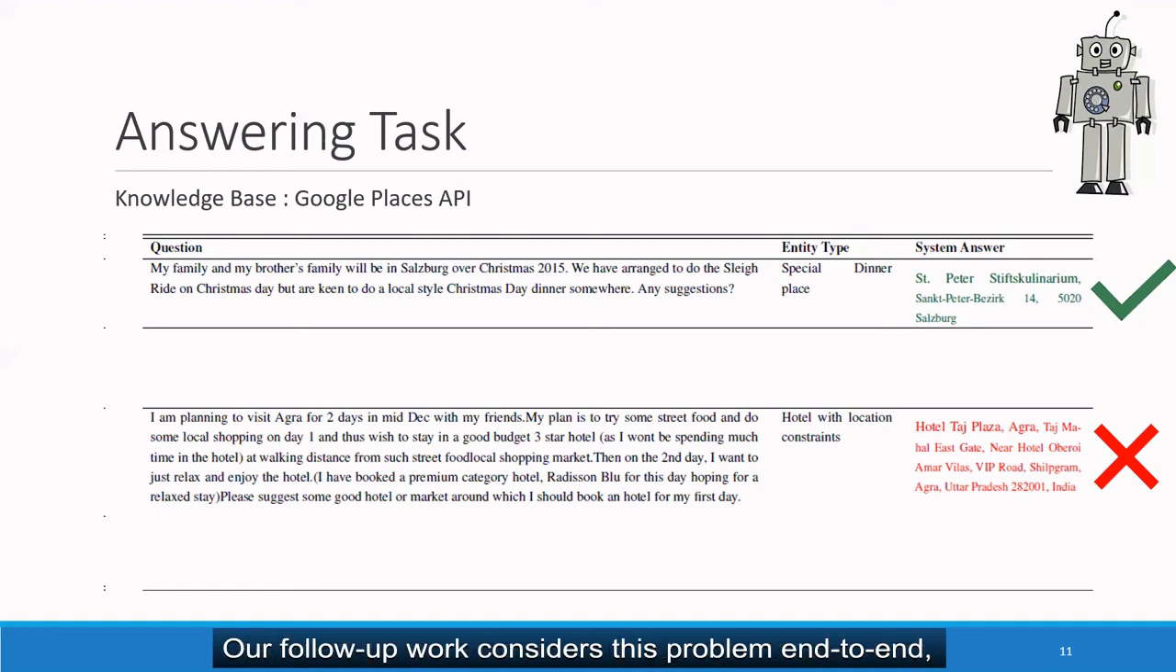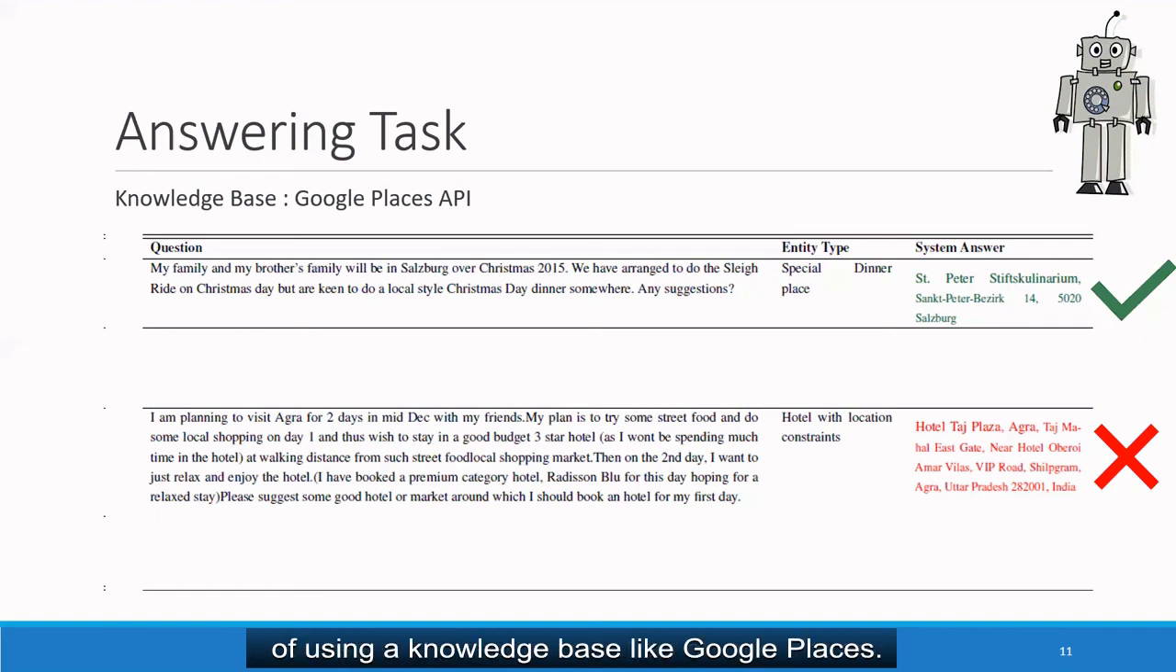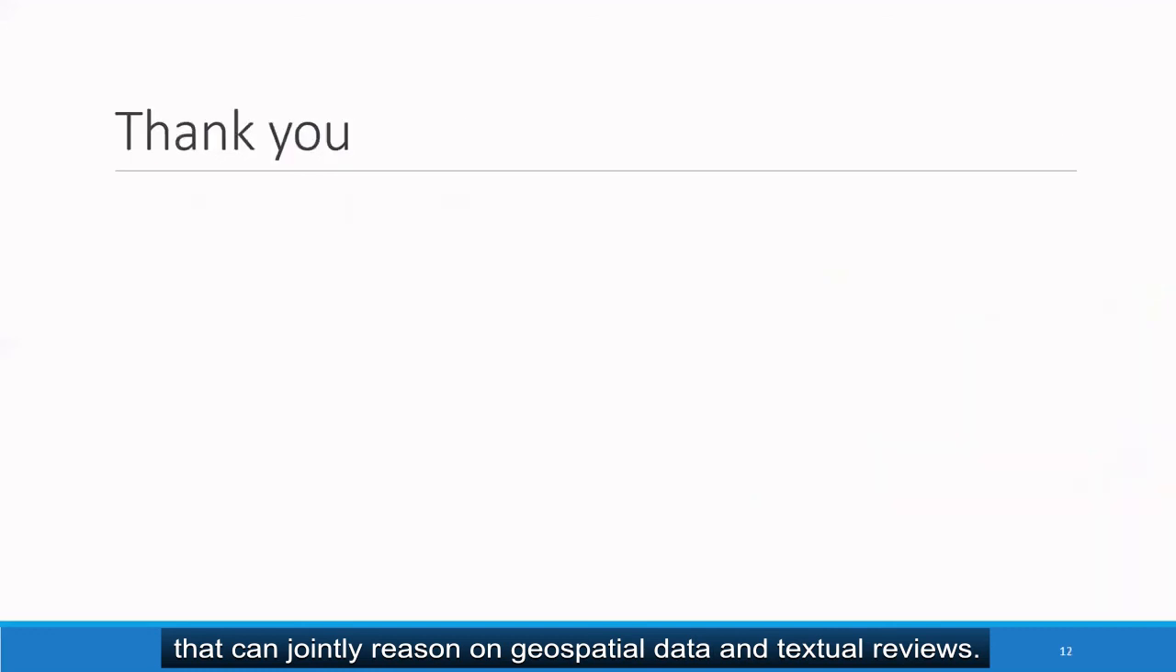Our follow-up work considers this problem end-to-end, that is, using an end-to-end neural network that answers questions by reading a collection of entity reviews instead of using a knowledge base like Google Places. And we've now also developed methods that can jointly reason on geospatial data and textual reviews.